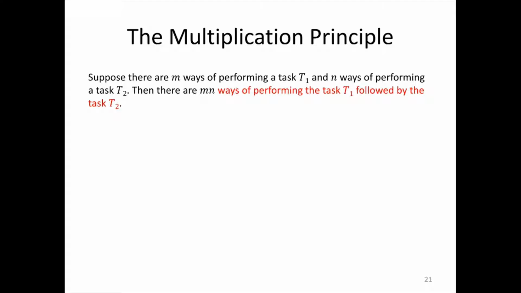Okay, so what is this multiplication principle? Suppose we have two tasks, T1 and T2, and we have m ways of performing the first task and n ways of performing the second task. If we want to perform task T1 followed by task T2, of course there will be m times n ways to perform those tasks. This is what we call the multiplication principle.